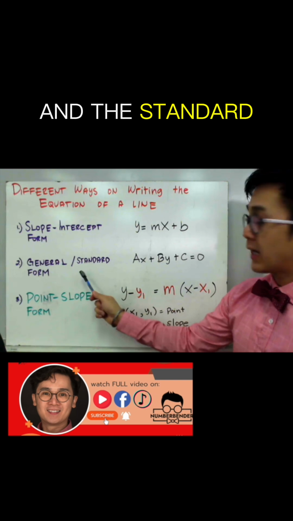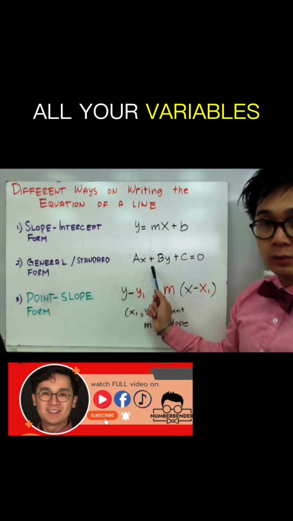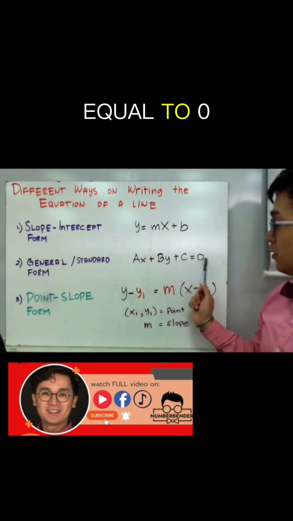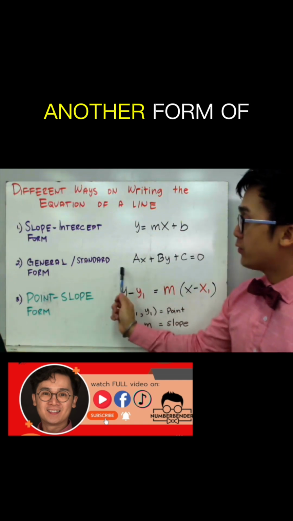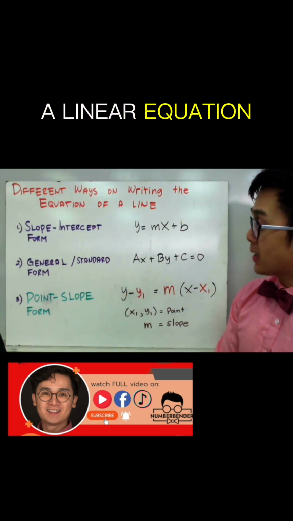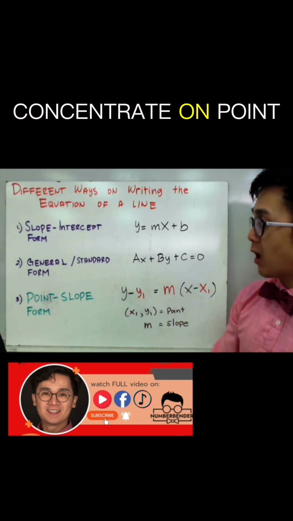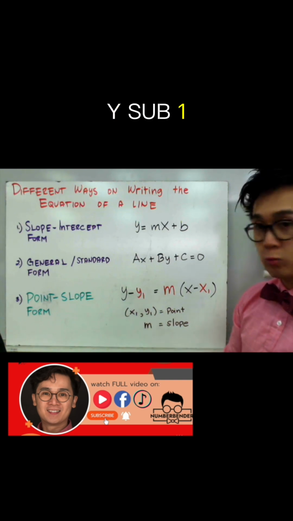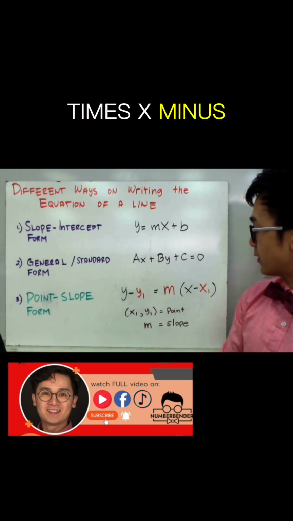Now, the general and the standard form is where all your variables and your constant are located on one side of the equation, equal to 0. So this is another form of a linear equation. And for today, we're going to concentrate on point-slope form, given by the formula y minus y sub 1 equals m times x minus x sub 1.